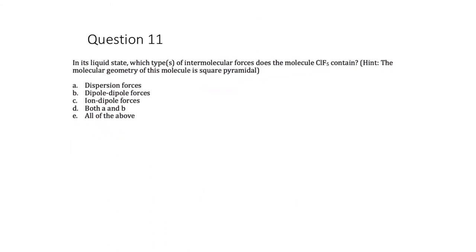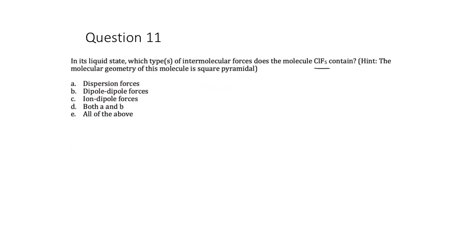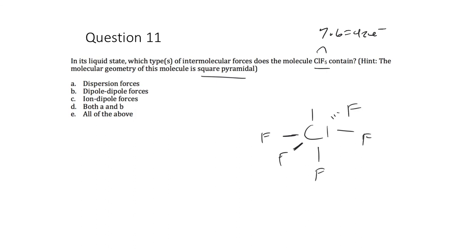Number 11, in its liquid state, which intermolecular force does ClF5 contain? It's a square pyramidal molecule. And so the idea here is, from a Lewis structure, 7 times 6, 42 electrons, we end up in the octahedral geometry. We'll put fluorines in 5 of the places, so that's our 5 fluorines, lone pair around each.